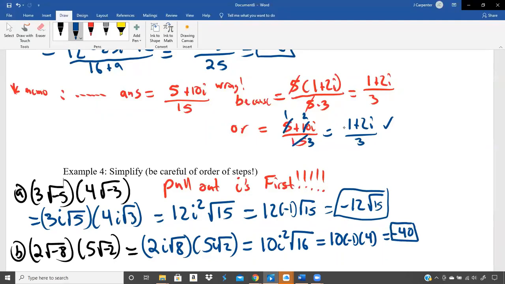And if you did this problem by breaking up the square root of 8 first, you would get the same answer, but you would take more time because you'd end up with negative 20 times the square root of 4, breaking it up that way ultimately, and then you'd have negative 20 times 2, which is still negative 40. Again, the order doesn't actually matter.